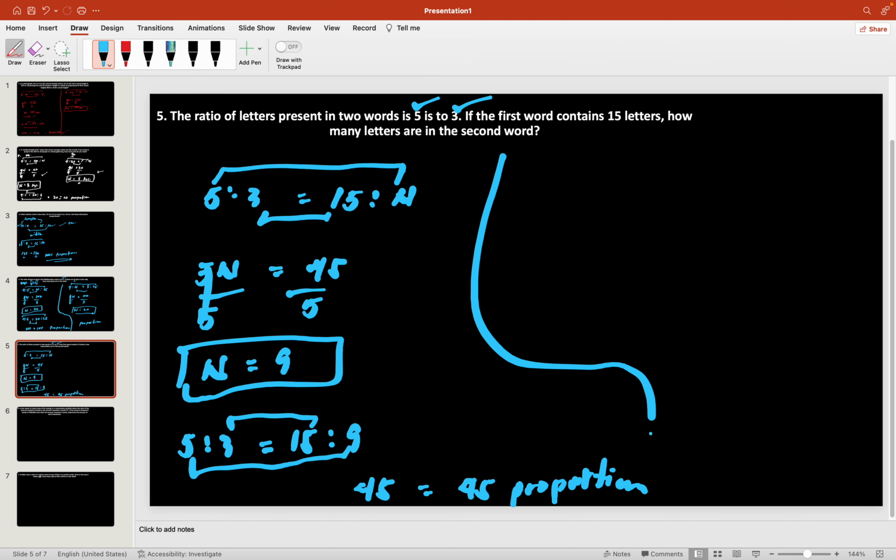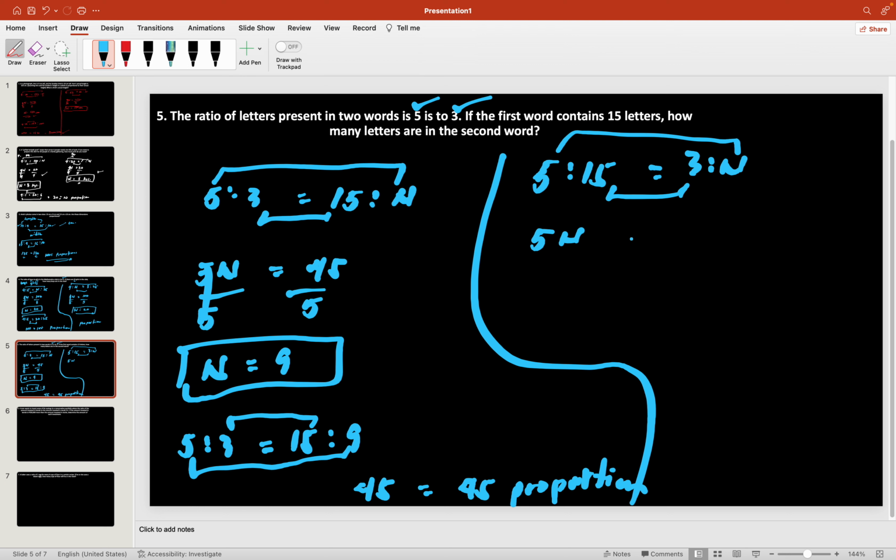Okay, so yung the other way kung paano nyo yung sinagutan. So if we have 5 is to 15 is equal to 3 is to n that is missing. So 5 times n is equal to 5n, 3 times 15, we have 45. Divide both sides by 5. And now n is equal to 9. So, pareho pa rin yung magiging sagot natin.